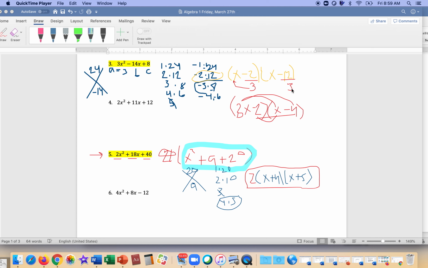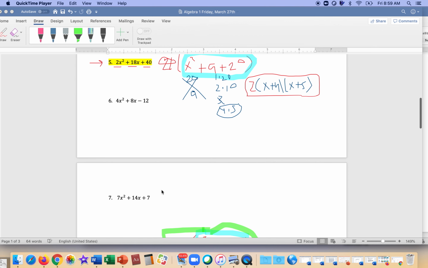12 over 3 simplifies, we get 4. So we're left with x minus 4. And if you FOIL distribute, you will get 3x squared minus 14x plus 8. Now for the next one, you're always looking for a GCF first, right? The other ones didn't have a GCF, anything that we could factor out that was in common between all terms.